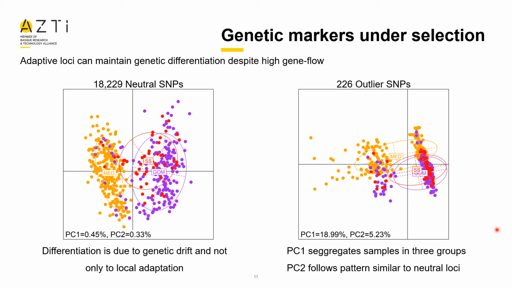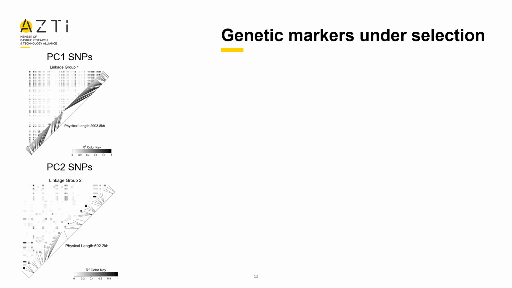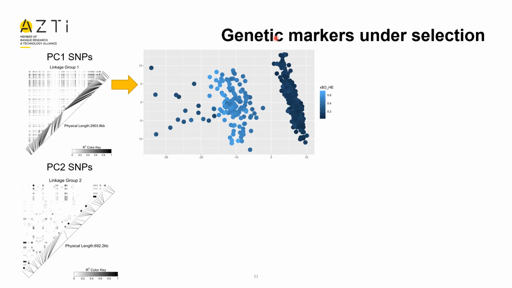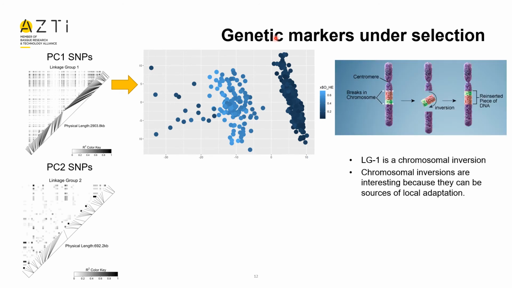If we analyze separately those markers driving the differentiation along the x and the y-axis, we can observe two groups of markers that are under linkage disequilibrium. This means that those markers are located within genomic blocks that are inherited together. Indeed, the group 1 markers, those that differentiate the three-cluster pattern along the x-axis, these ones here, show characteristics found in chromosomal inversions.